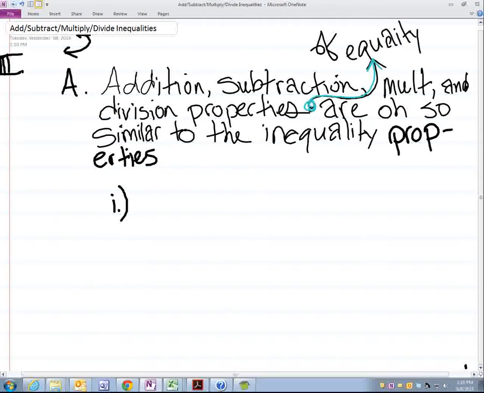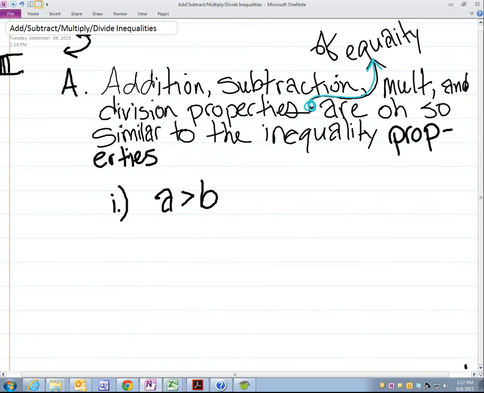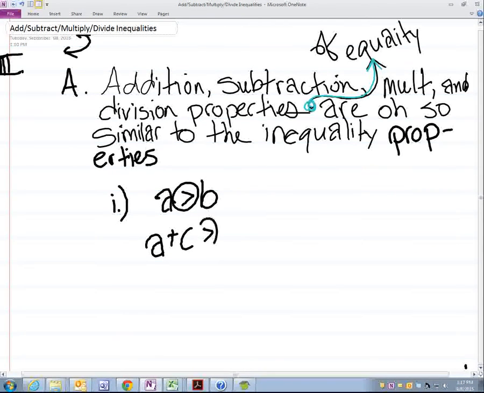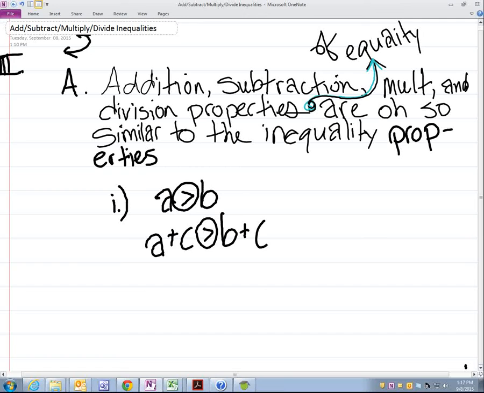Last week we learned that multiplying the same thing on both sides of the equation is going to be same, equal. If I have A is greater than B, then that means that A plus C is still, I'm going to circle this, greater than B plus C. See how similar that is to what we did before?